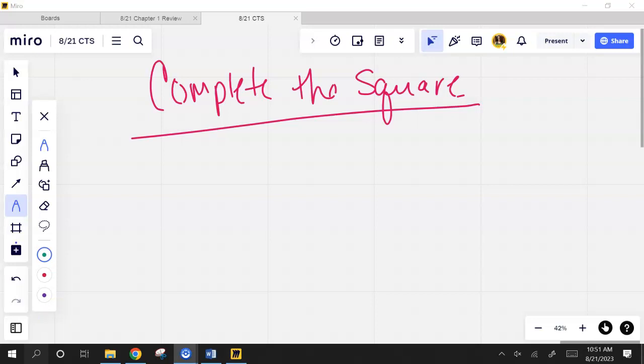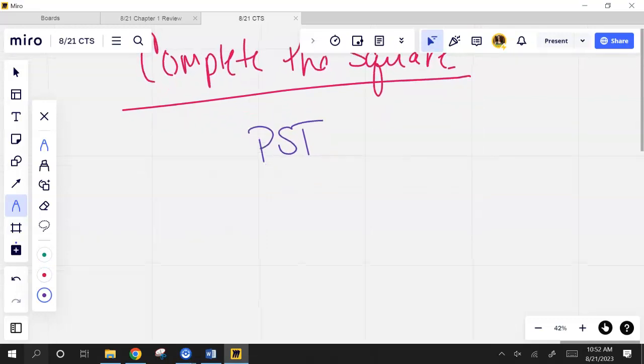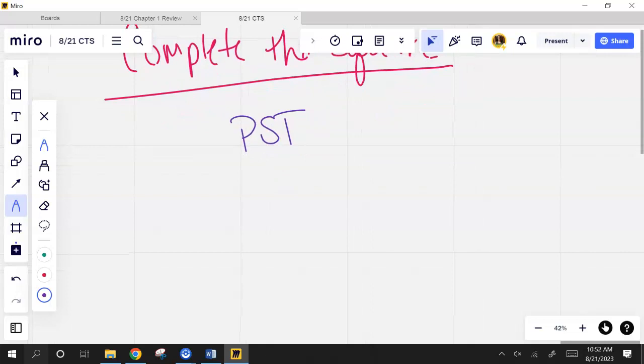All right, so before I talk about complete the square, let me rewind back. Remember I told you you didn't have to learn all those special patterns until we got to a certain point? This is the certain point. Welcome to the certain point. So let me just review PST with you really quickly, okay? And why we use PST.